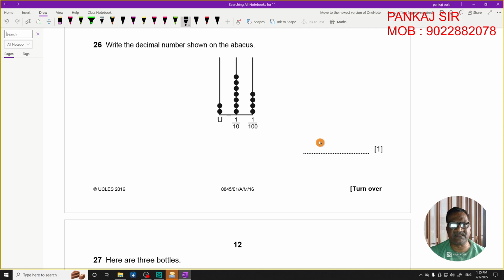Next question: write the decimal number shown on the abacus. Units is 2, so I'll write 2. Then I'll have a decimal point, and in the 1/10 place you have a 7, so I'll write 7 over here. And this is 1 by 100. You have 1, 2, 3, 4, so I'll write a 4 over here. So 2.74 is the decimal number represented by this abacus.